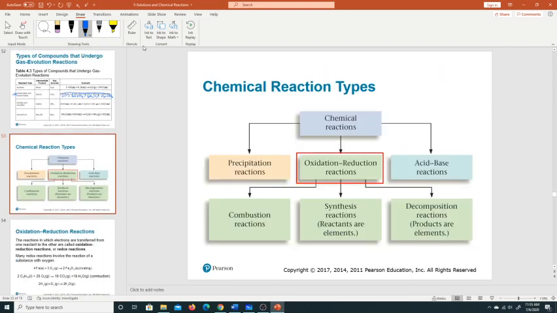The rest of these reactions are going to be classified as oxidation reduction reactions, or redox reactions. I'm going to make this part into a separate video because I'm going to go over some content here that was not covered in Chem 1025.